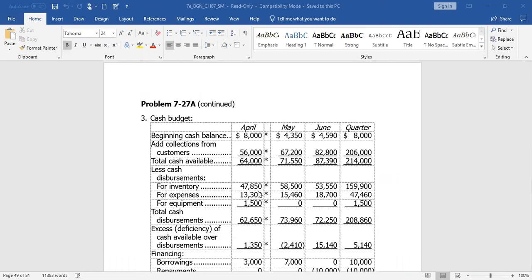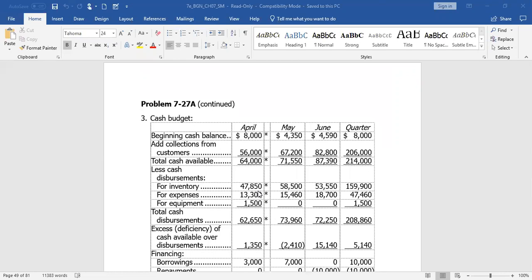Monthly expenses are as follows. Commissions, 12% of sales. Rent, $2,500 per month. Other expenses, excluding depreciation, 6% of sales. Assume that these expenses are paid monthly. Depreciation is $900 per month. It includes depreciation on any new assets. So we're going to have to do some calculation here.